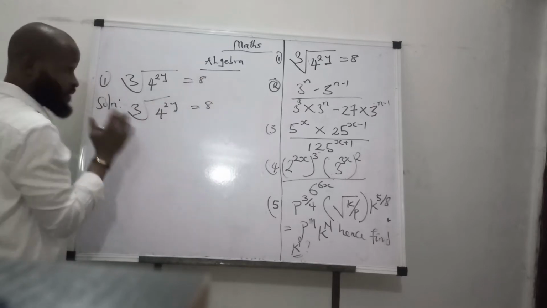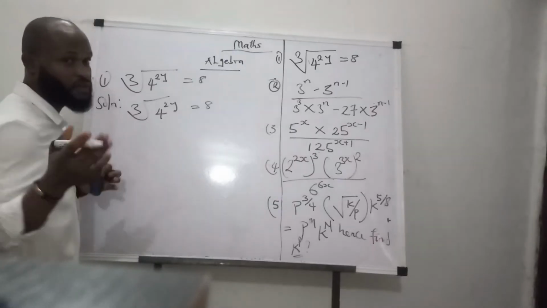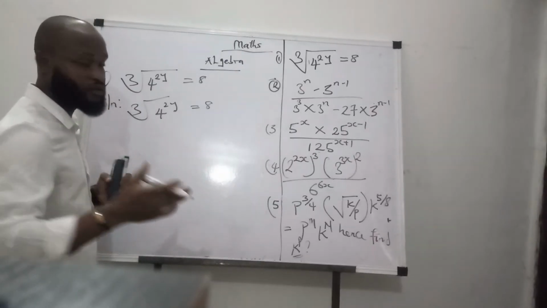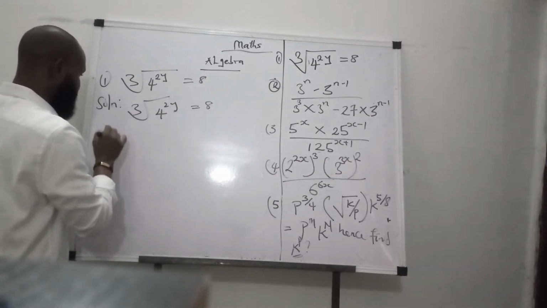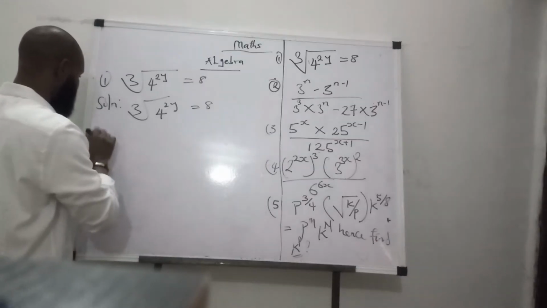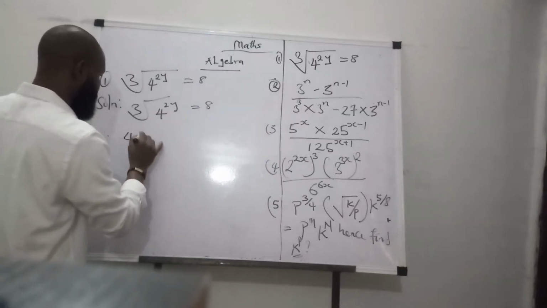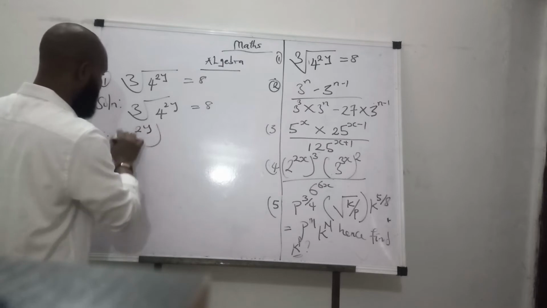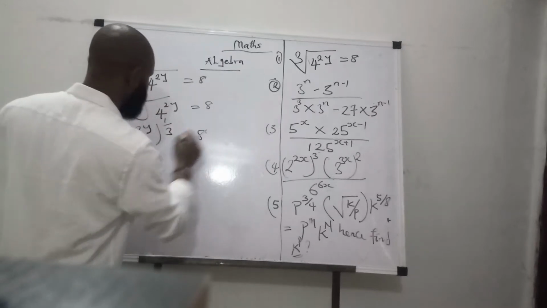We are making so much use of indices, the rules and the laws of indices that I must have discussed in my previous video. So we are going to be working it out. So we go ahead right now. We say that this could be interpreted as 4 raised to the power of 2y, all raised to 1 over 3. This is what this means, equaling 8.